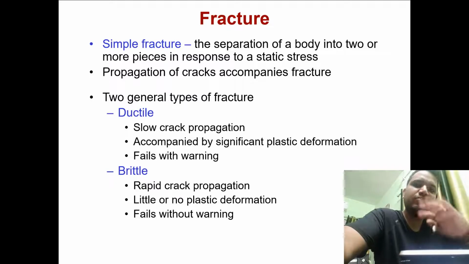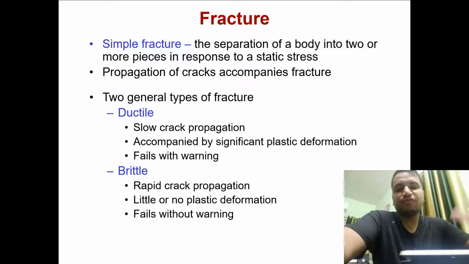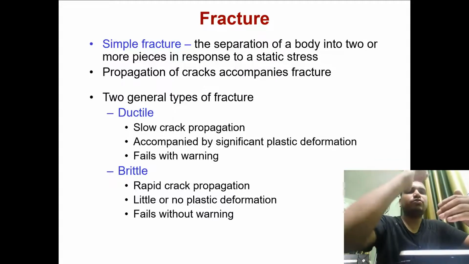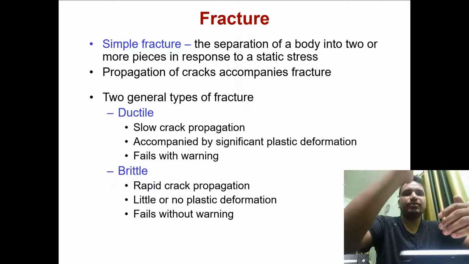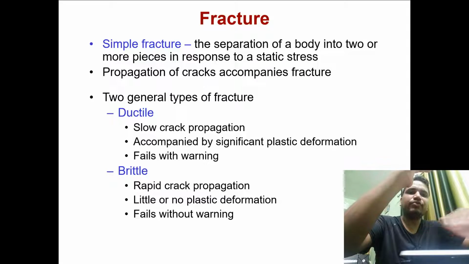But whenever we say fracture, it is of two types. One is ductile fracture, another is brittle fracture. These are basically two extremes of fracture. The top one is the brittle one, where the material will fail suddenly. And the bottom one is the ductile one, which will fail progressively.